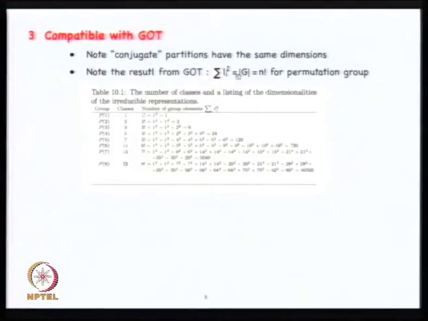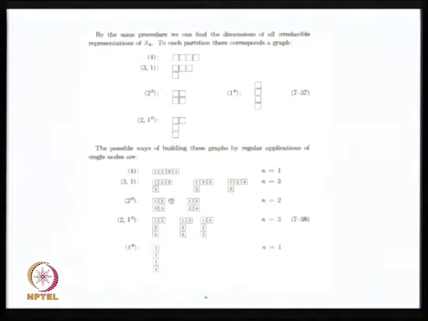I have just written, compatible with what I just listed, that the sum of the dimensionalities of each of the irreps squared is equal to the order of the group, which is n factorial for a permutation group. And what I already said, the conjugate partitions have the same dimensions, where conjugacy is in this pictorial sense of 3, 1, 1, and that same pattern rotated becomes this.